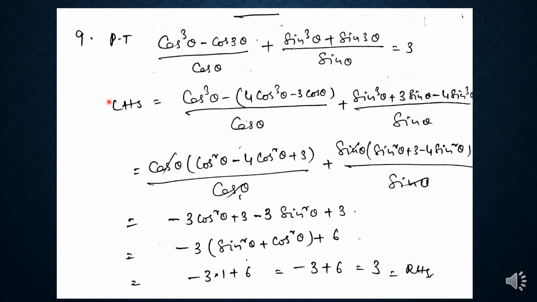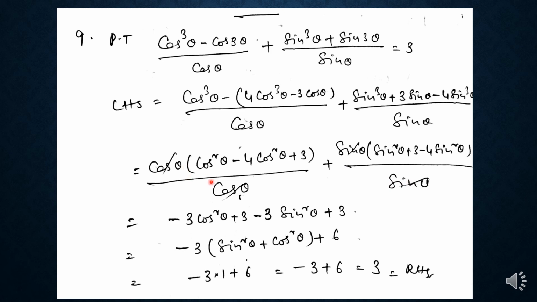So here also in this term in the numerator sin theta is common. By taking sin theta as common here, sin theta into sin square theta plus 3 minus 4 sin square theta, divided by sin theta. So here in the numerator we have cos theta factor and in the denominator also cos theta. By the cancellation cos theta gets cancelled. In this term also sin theta gets cancelled.